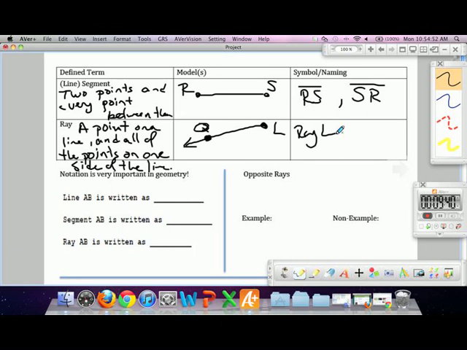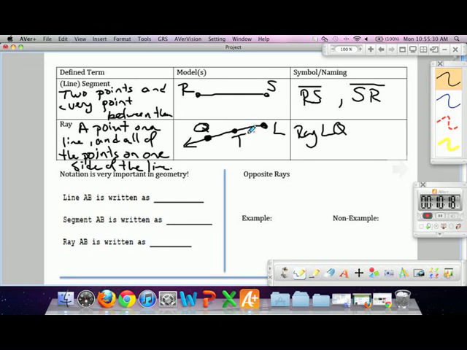If there's another point in here, how about T? Ray LQ is the exact same ray as LT, because we start at L and go toward T, which is the same as starting at L and going toward Q. But the key is that the letter that begins the ray has to start. L has to be the first letter in this ray, then any other point in the same direction we want it to go.